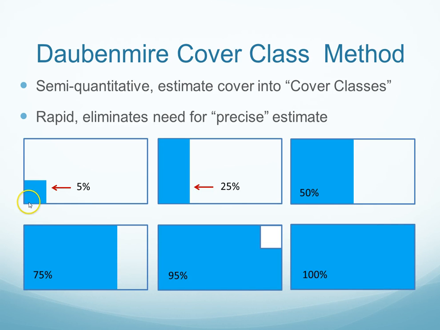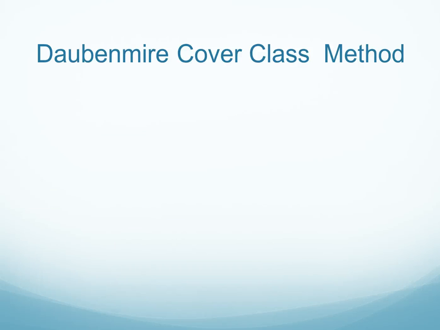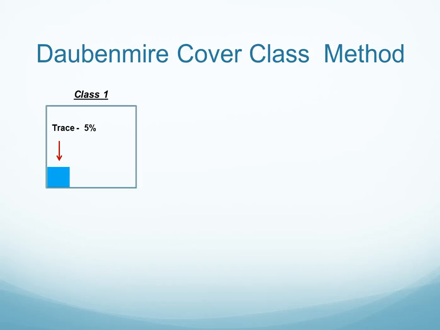So if we can determine what 5%, 25%, 50%, 75%, 95%, and 100% cover in the quadrat looks like, we can apply the Daubenmire cover class method. Daubenmire works by determining or assigning cover to one of 6 classes.